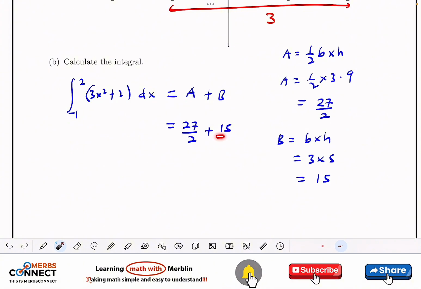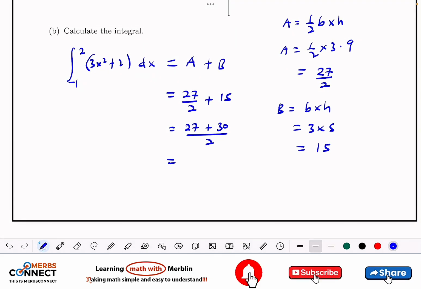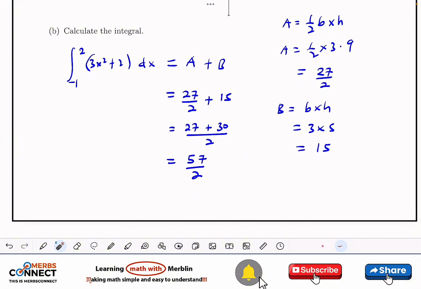Then as I said, divide this one by 1, this will multiply this, this will multiply this, divided by this times that. So I'm going to have 27 plus 2 times 15 is 30, divided by 2, and this is going to give us 57, right, divided by 2. So this will be the integration, right? And then you just do it.